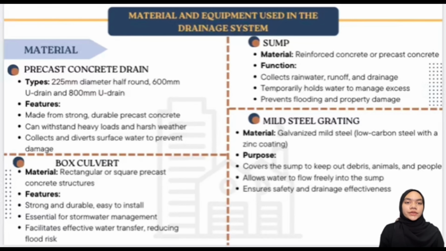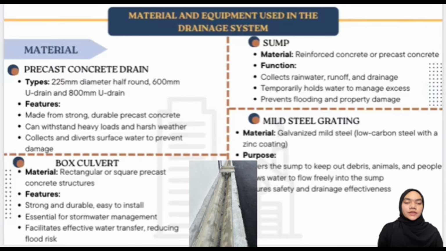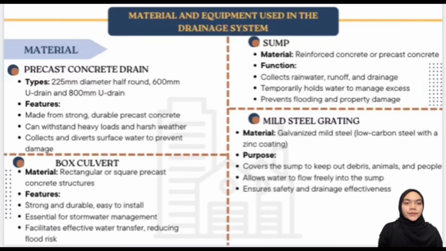The materials of drain used for this project are precast concrete drain, box culvert, sump, and mild steel grating. For precast concrete drain, there are three types of drain, which are half-round drain, 600 U drain, and 800 U drain. These drains have been made off-site with high quality and are very easy to install. They are made from strong and durable precast concrete, so they can withstand heavy loads and harsh weather. They also function to collect and divert surface water to prevent damage.